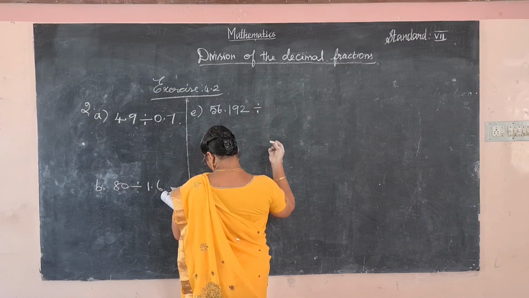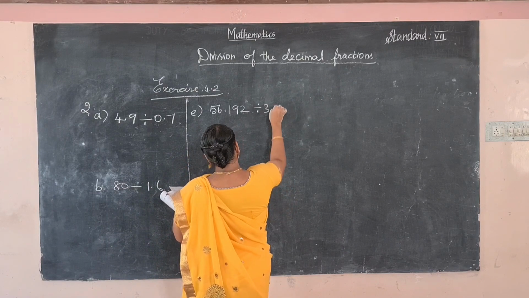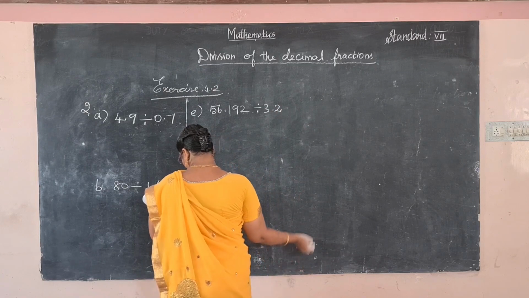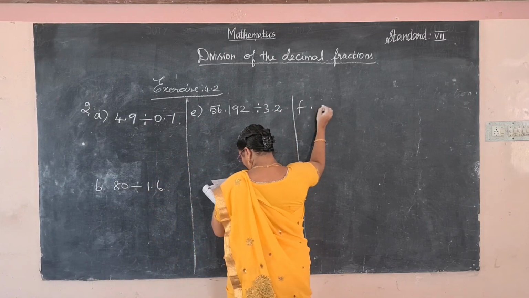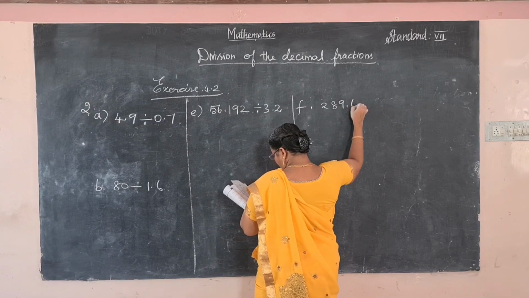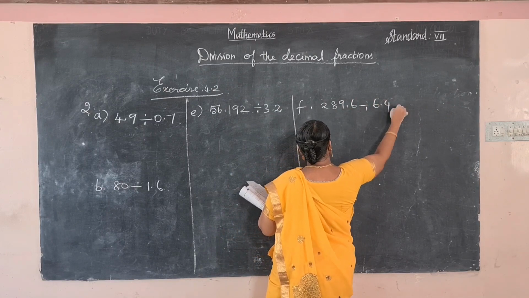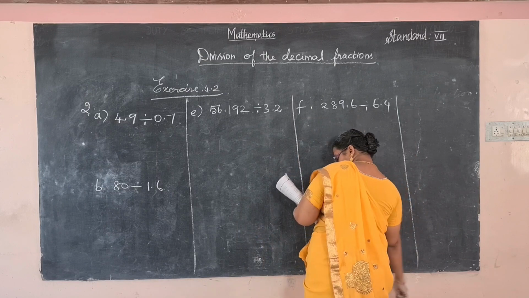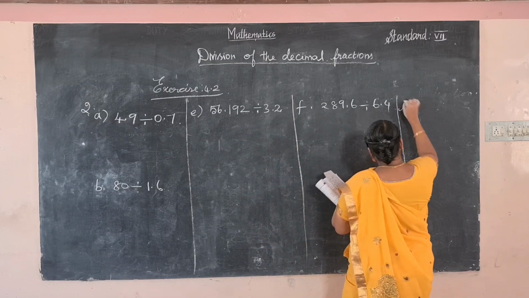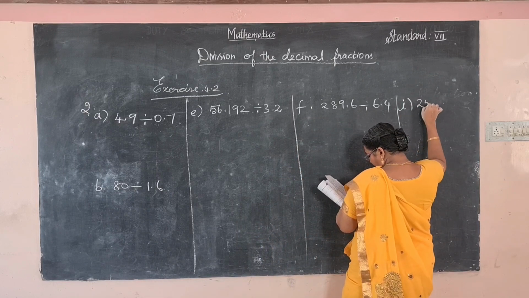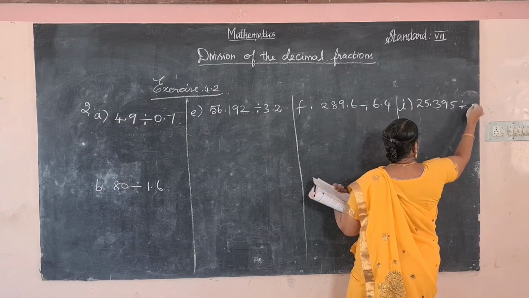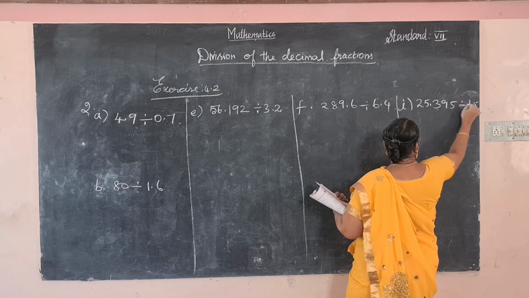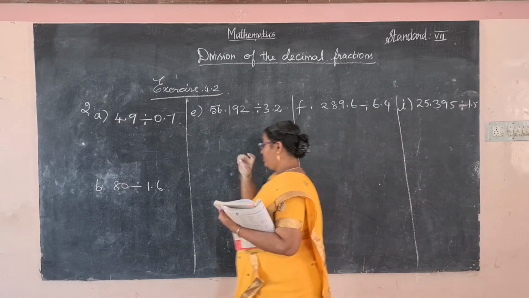Divide 3.2. And next problem: 289.6 divided by 6.4. And the next problem: 25.395 divided by 1.5.